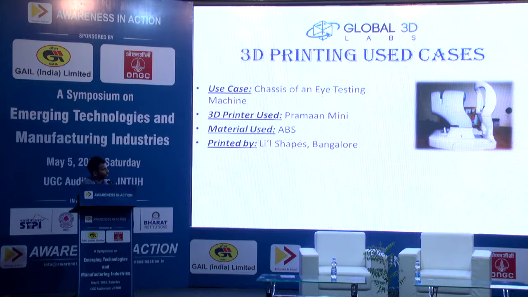I'll tell you why I've shown this as a use case. This particular machine was sold for around 1.5 lakh, and I'll tell you the investment that went into this. As you see, this is not a single printed part. The parts are printed separately using 3 printers, and around 4 kgs of filament was used. So the overall investment that came to print this is 8,000 rupees.